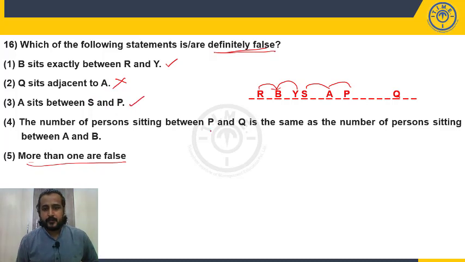The number of persons between P and Q is the same as the number of persons between A and B. P and Q, how many? 5. A and B? 1, 2, 3, 4, 5. Yes, it is also true. So my answer is only the second option, choice 2. But I have to check all because the option is more than one.